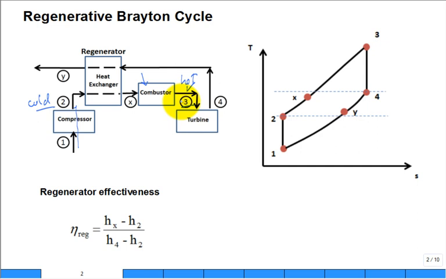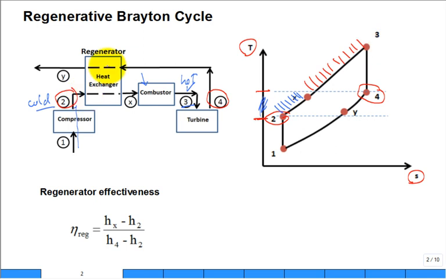So what you do is you say our exhaust products coming out at 4 are pretty hot. Actually, they're hotter than T2. If we look at a typical temperature-entropy diagram, T4, the exhaust products, are at a higher temperature than T2. Why don't we exploit that temperature difference so that we don't burn expensive fuel to heat it up in this low temperature range? We only burn the expensive fuel to heat it up in the high temperature range. So that's the basic idea.